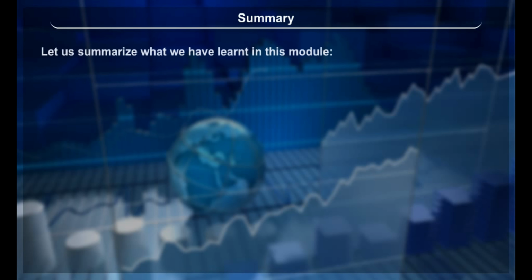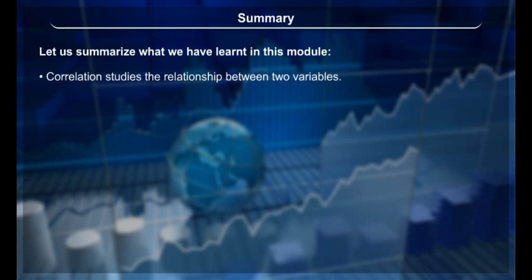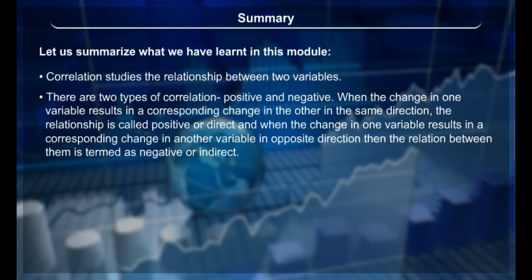Summary. Let us summarize what we have learned in this module. Correlation studies the relationship between two variables. There are two types of correlation, positive and negative. When the change in one variable results in a corresponding change in the other in the same direction, the relationship is called positive or direct, and when the change in one variable results in a corresponding change in another variable in opposite direction, then the relation between them is termed as negative or indirect.